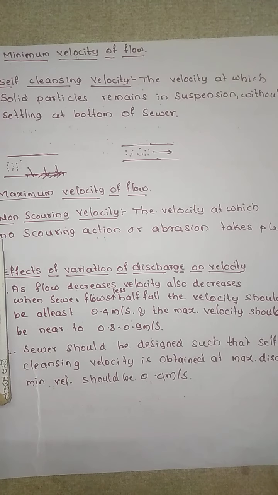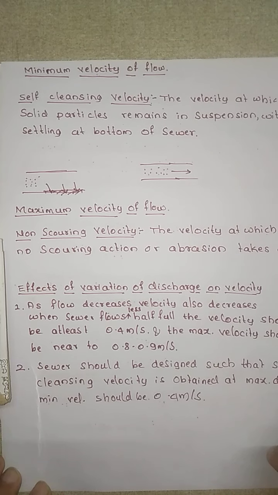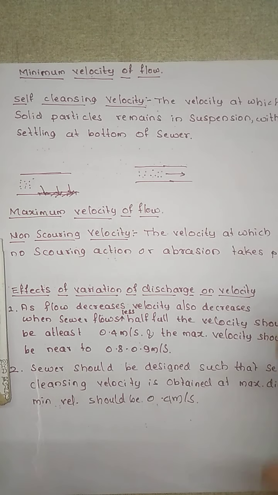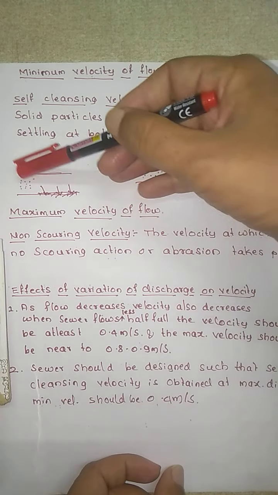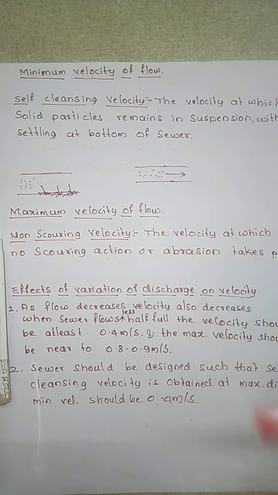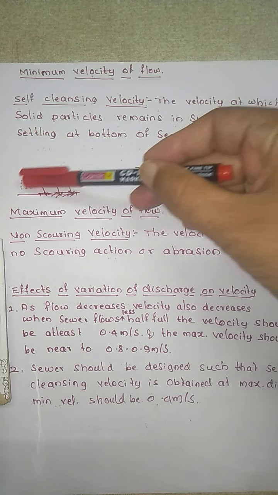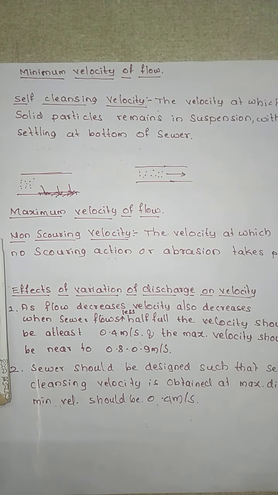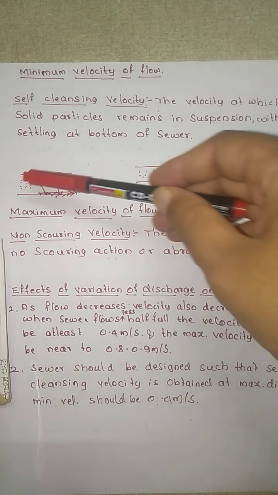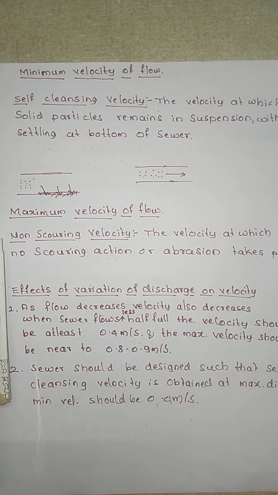Then we are going to see what is minimum velocity. Minimum velocity, or the self-cleansing velocity, is the velocity at which the solid particles remain in suspension without settling at the bottom of a sewer. Suppose this is your sewer and it has solids here. If we have a very slow velocity for this sewage flow, then these particles present in the sewer may get settled down at the bottom.